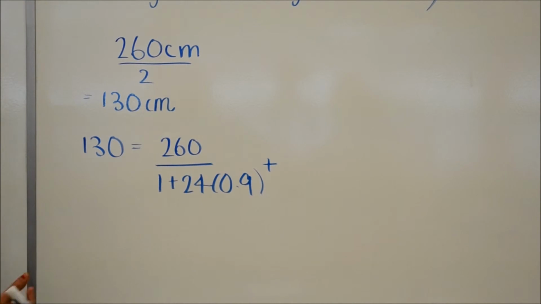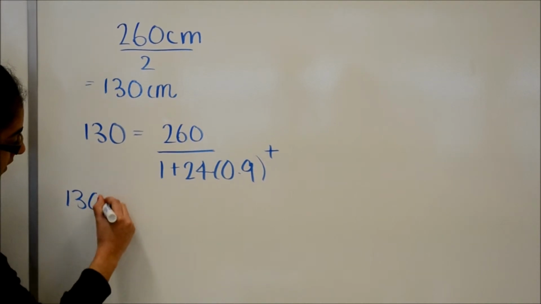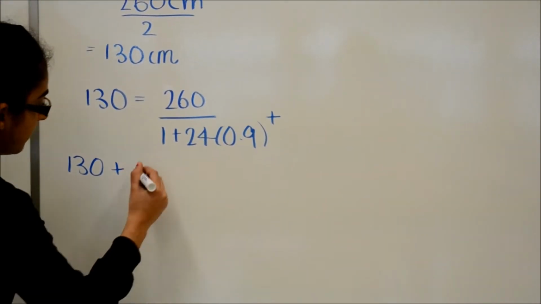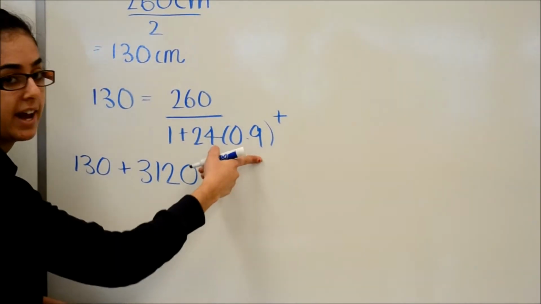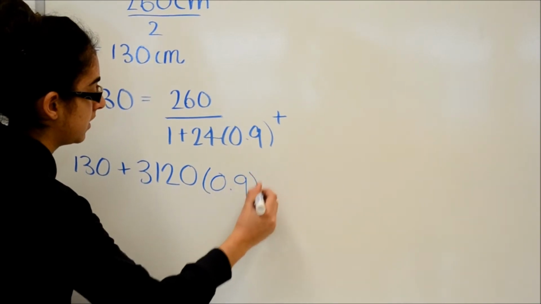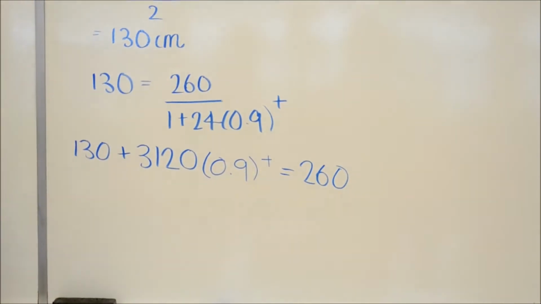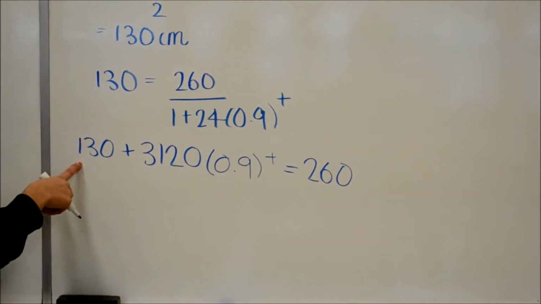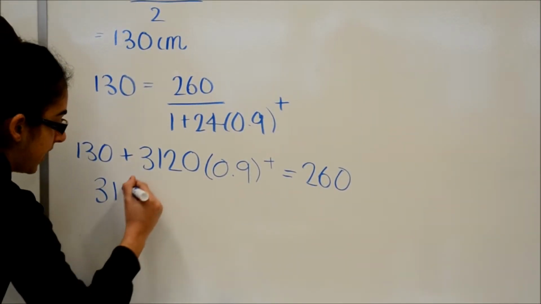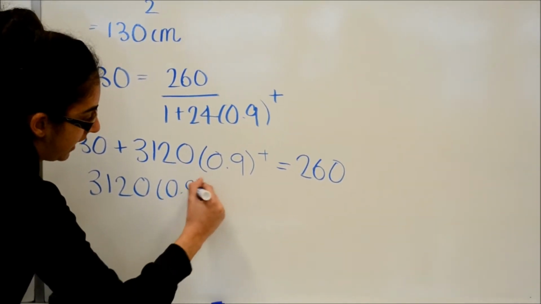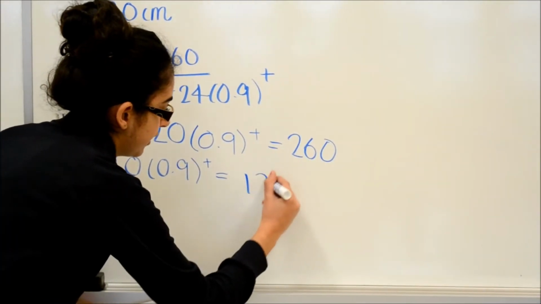And the first thing we're going to do is cross multiply. So we're going to get 130 plus 3,120 times 0.9 to the power of t is equal to 260. Since we're solving for t, we're going to remove the 130 by subtracting it from both sides. So we're going to get 3,120 times 0.9 to the power of t is equal to 130.